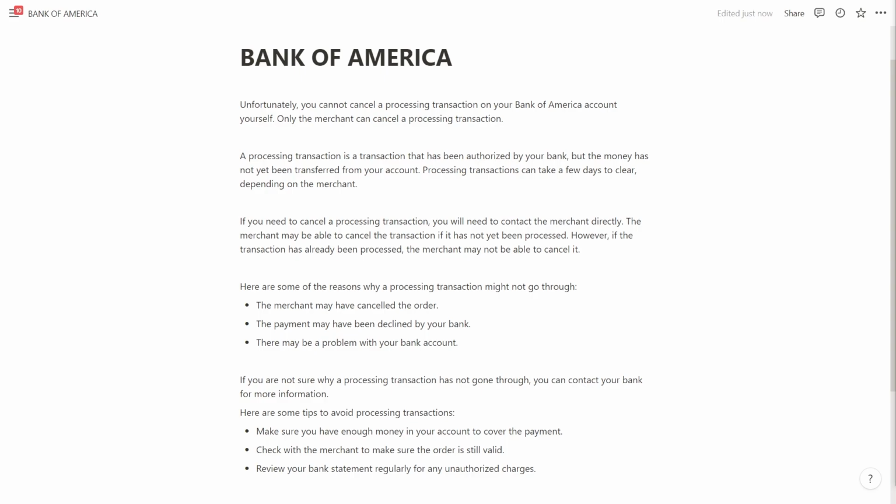And finally, here are some tips to avoid processing transactions. Make sure you have enough money in your account to cover the payment. Check with the merchant to make sure the order is still valid. And you want to review your bank statement regularly for any unauthorised charges. And that is how you can cancel a processing transaction with Bank of America.